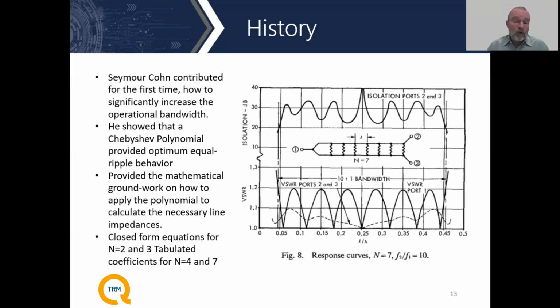Going back to the idea that Wilkinson had as far as having the isolation resistors in a balanced configuration, in addition to the Chebyshev transformer, allows you to build very broadband parts with equal ripple and very good performance. Like I said, the example here that Cohn had in his paper was for a 7-section divider that had a 10-to-1 bandwidth. And this sort of configuration is something that we use in the industry all the time.